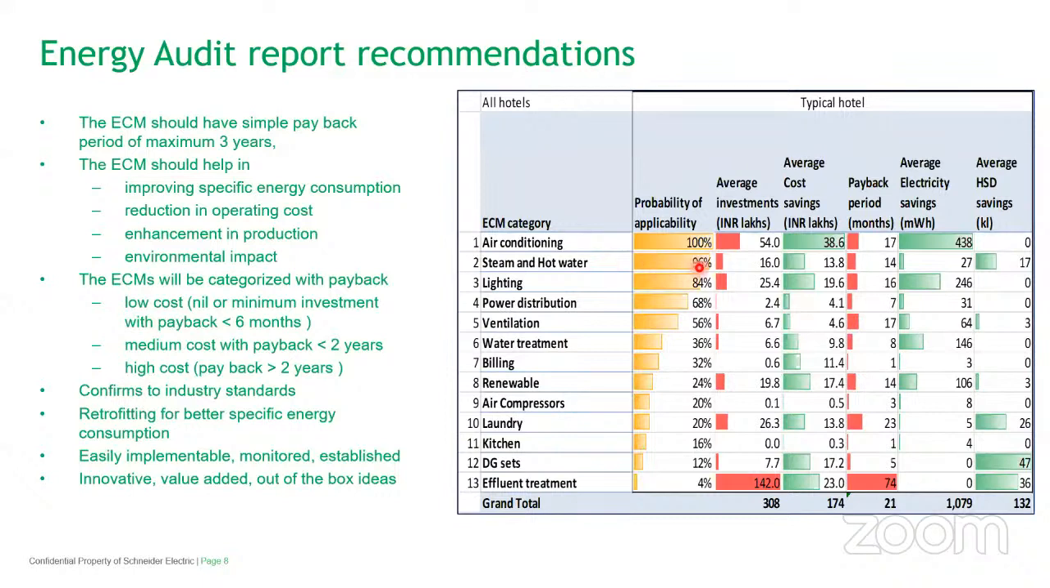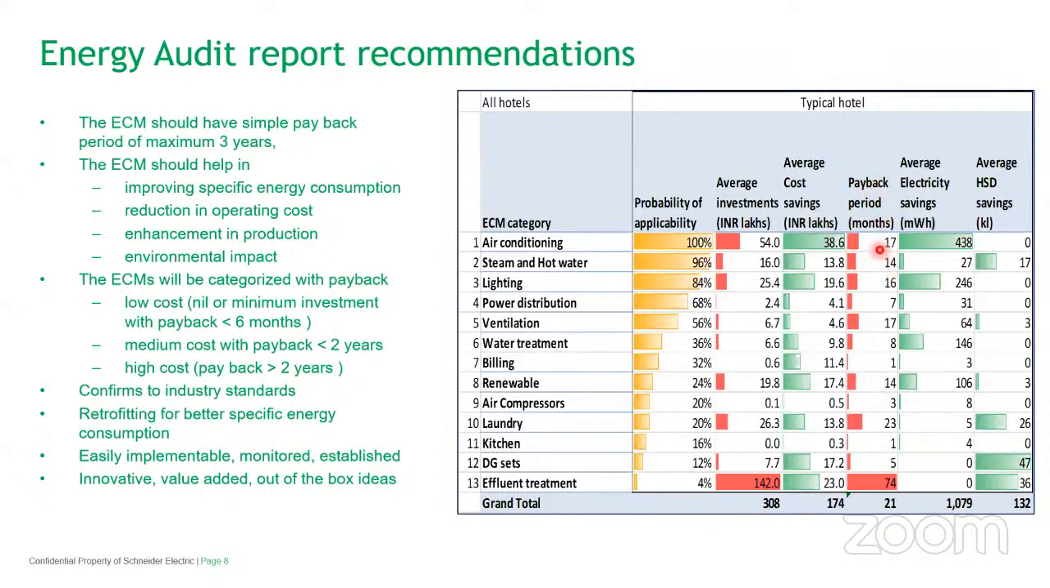Then lighting is 84%, a major usage. Then power distribution 68%. Then ventilation and air circulation comes under 56%. Then water treatment. So these are the major areas where power consumption happens in large 5-star hotels. Normally when you do audits, we see what investment is required, what energy saving comes, and you can see the payback period in terms of months.